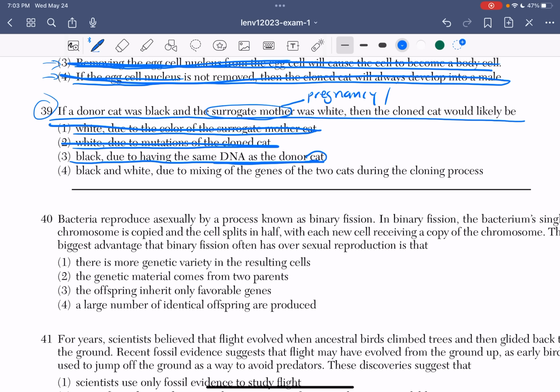The cat is not biologically related to the surrogate. The surrogate just has the uterus as a place for the embryo to grow. But that cat is not related to the kitten. So the black due to having the same DNA as the donor cat. The donor cat, yes. Black and white due to mixing. We never said it was black and white. Okay, so the best choice for number 39 is choice 3.